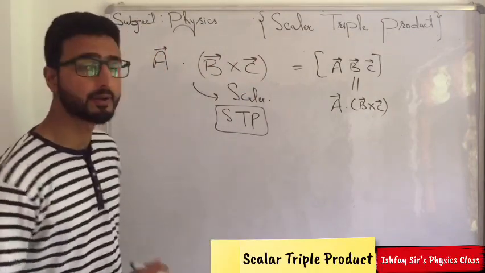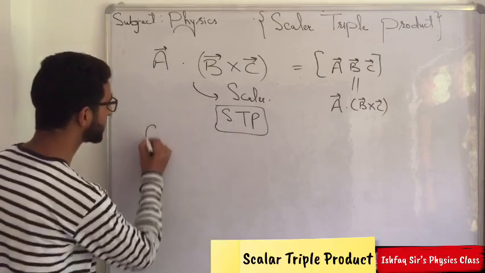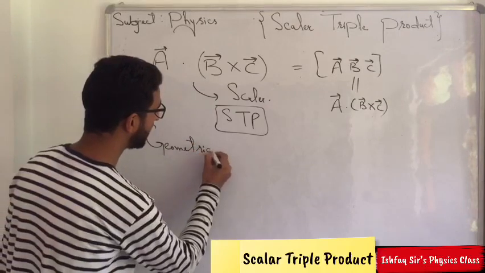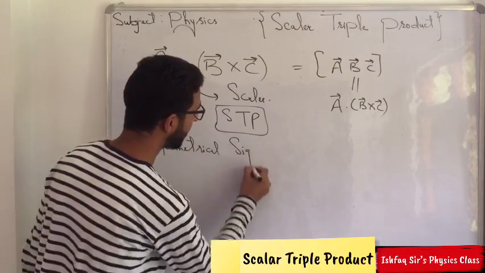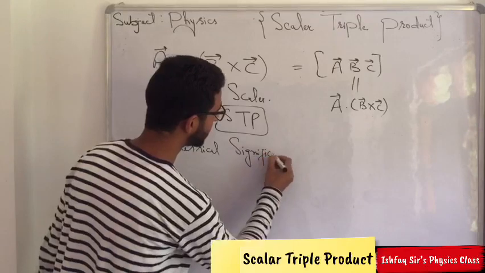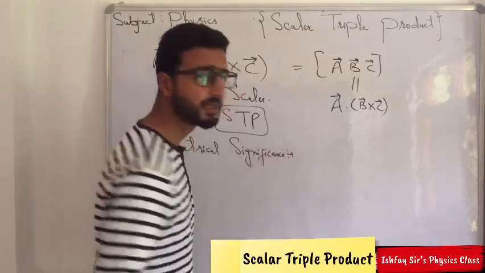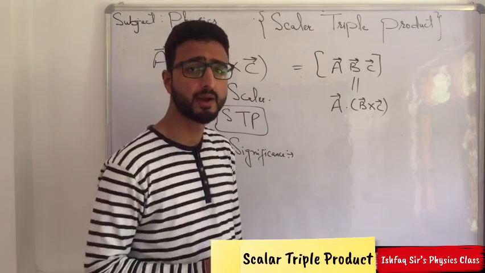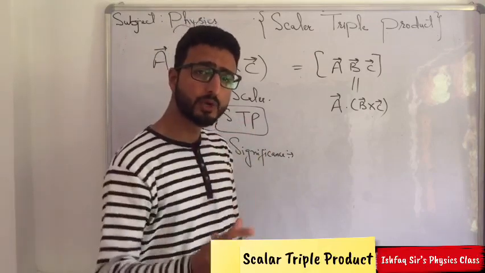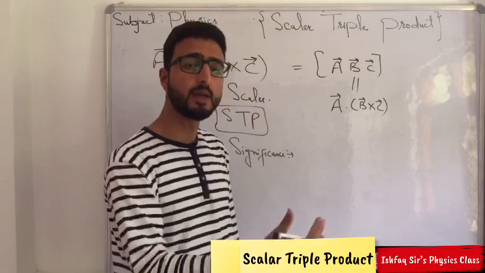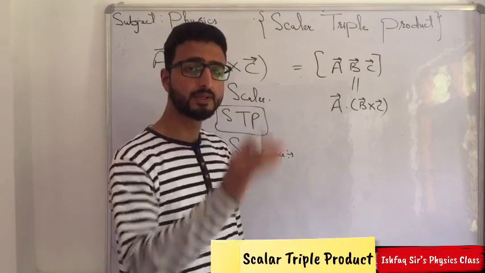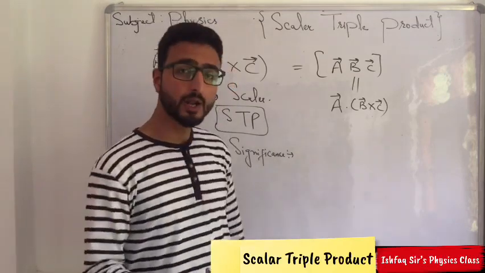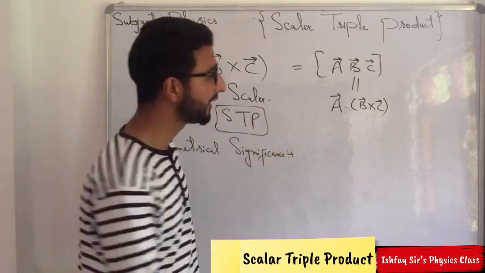Now what does it indicate basically? What is the geometrical significance of this STP, that is scalar triple product? What does it basically represent? Let me draw a parallelepiped here. Are you familiar with the figure parallelepiped? Just like square in 2 dimensions, it is related to cube in 3 dimensions. Rectangle in 2D, it is related to cuboid in 3 dimensions. In the same way, parallelogram in 2D, it is related to the parallelepiped in 3 dimensions.